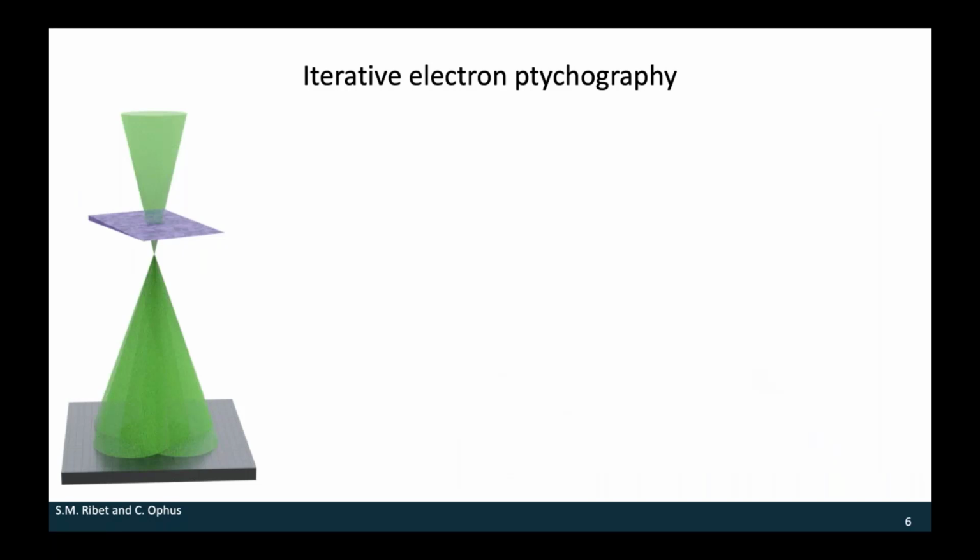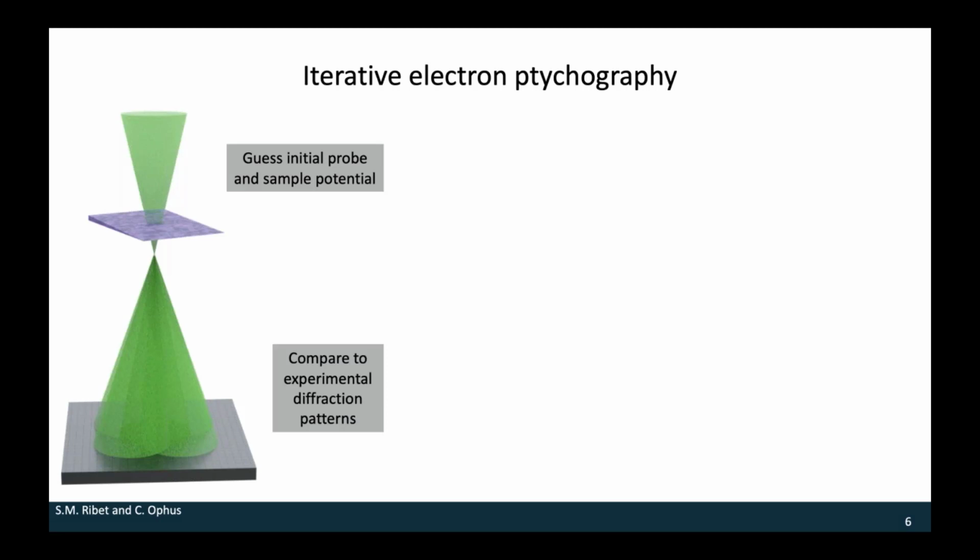So I'll explain a little bit about how ptychography works. We're going to be solving for our probe and our sample potential. So what you do is you start with a guess for our initial probe and our initial sample potential, and this is where the calibrations that I talked about are really important. And you compare this to your experimental diffraction patterns. And then you're going to update your guess. And you're going to do this for each probe position for multiple cycles.